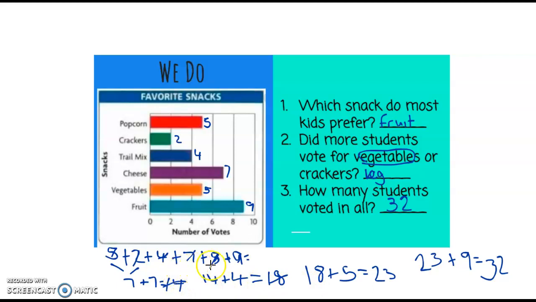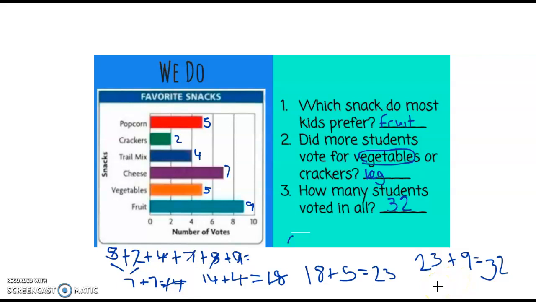14 plus 4 equals 18. My next number, since I already used the 7, I crossed it out, was 5. So 18 plus 5 equals 23. And last but not least, my last number, 23 plus 9 equals 32.